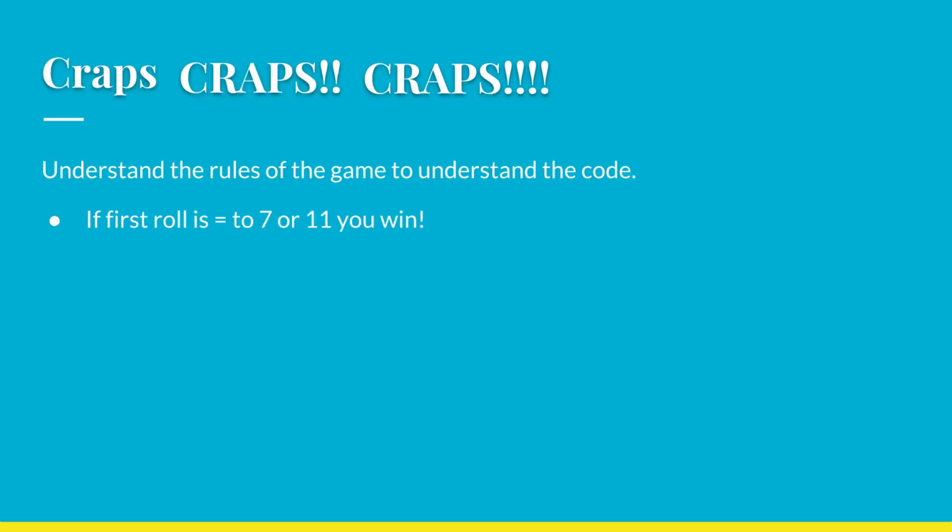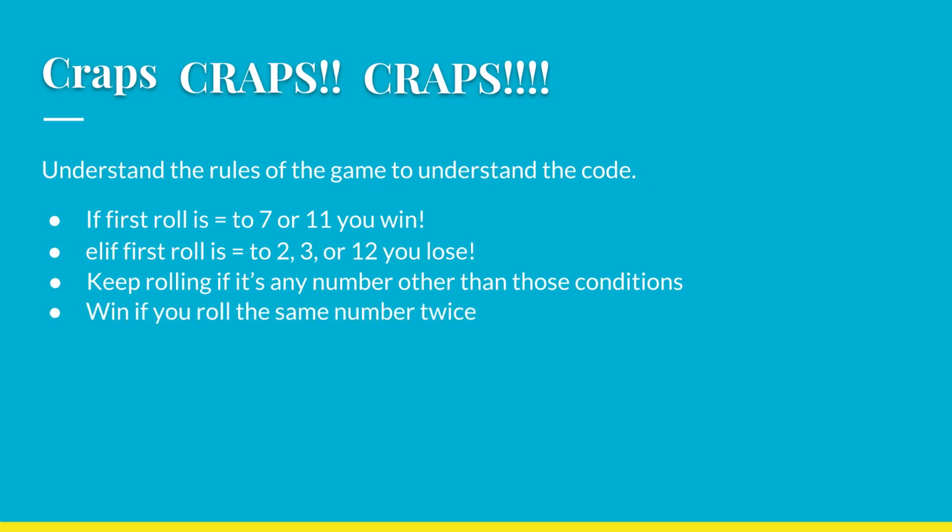Basically, we just need to understand what we need to achieve to win. The way that I figured getting to the program is putting together the if statement. So here we have a pseudocode. If the first roll is 7 or 11, you win. Otherwise, if it's a 2, 3, or 12, you lose. And keep in mind that's on the first roll.